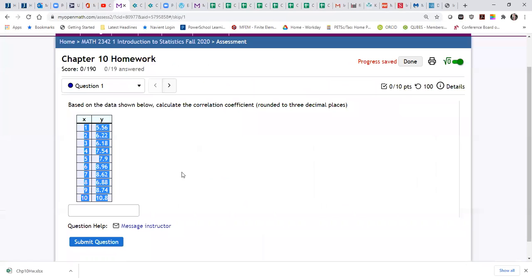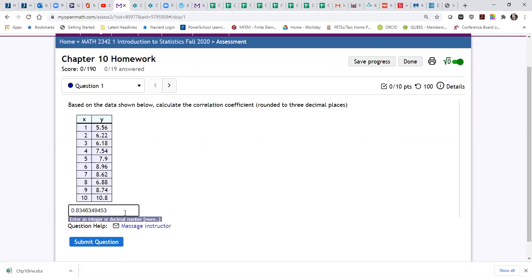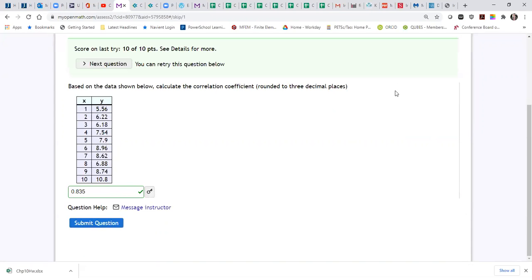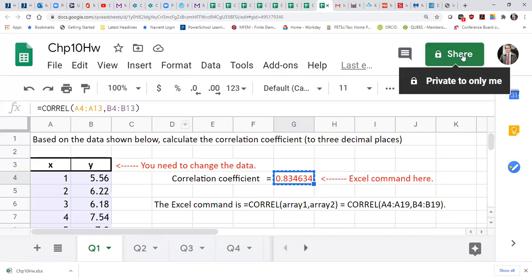So let's put it here. Round it to 3 decimal places. So that means you have 0.835, right? Let me send this in the chat so you can copy and use it.